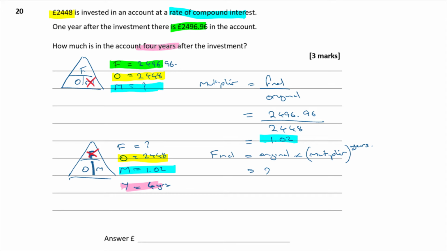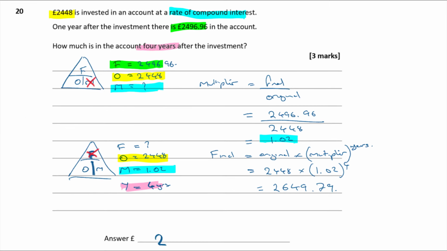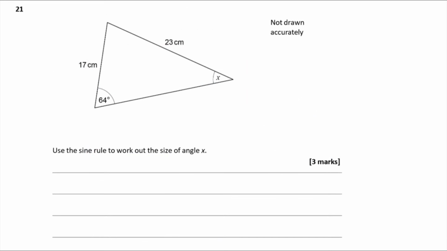Okay, so the original was 2448. The multiplier is 1.02, and the number of years is 4. So it's going to be 2,448 times 1.02 to the power of 4. So let's type that in: 2448 times 1.02 raised to the power of 4. That comes out to be 2649.79 and change. I'm just going to round off to the nearest penny. So that's 2649.79. Okay, and that's my answer. £2,649.79.